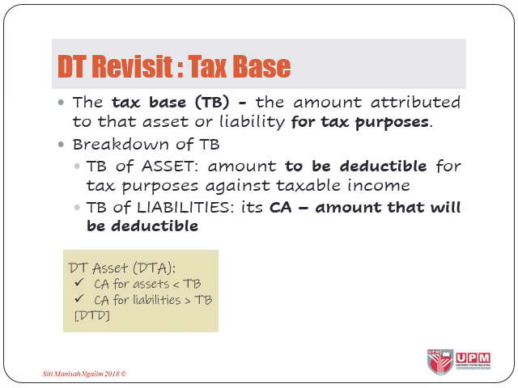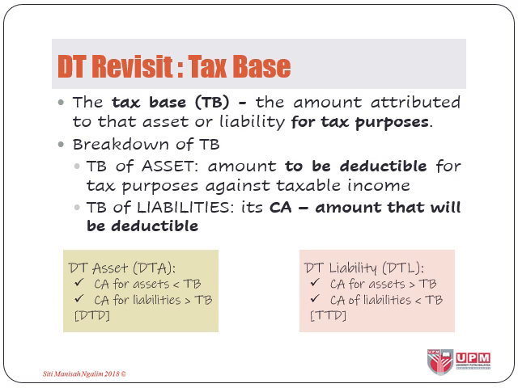So if the carrying amount of an asset is less than the tax base, or the carrying amount of a liability is greater than its tax base, we will end up with a deductible temporary difference, thus deferred tax asset. And if the carrying amount of an asset is greater than the tax base, or the carrying amount of a liability is lesser than its tax base, we will end up with a taxable temporary difference, thus deferred tax liability.